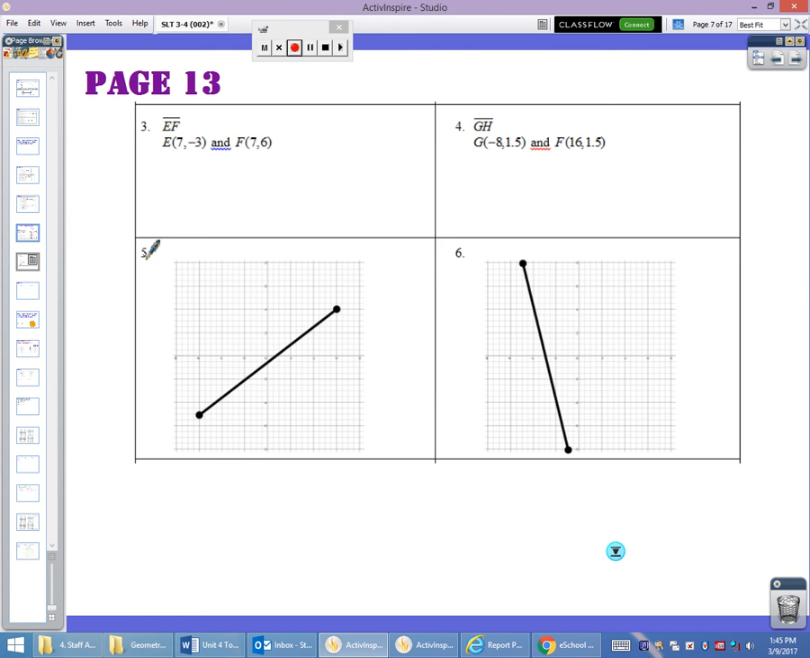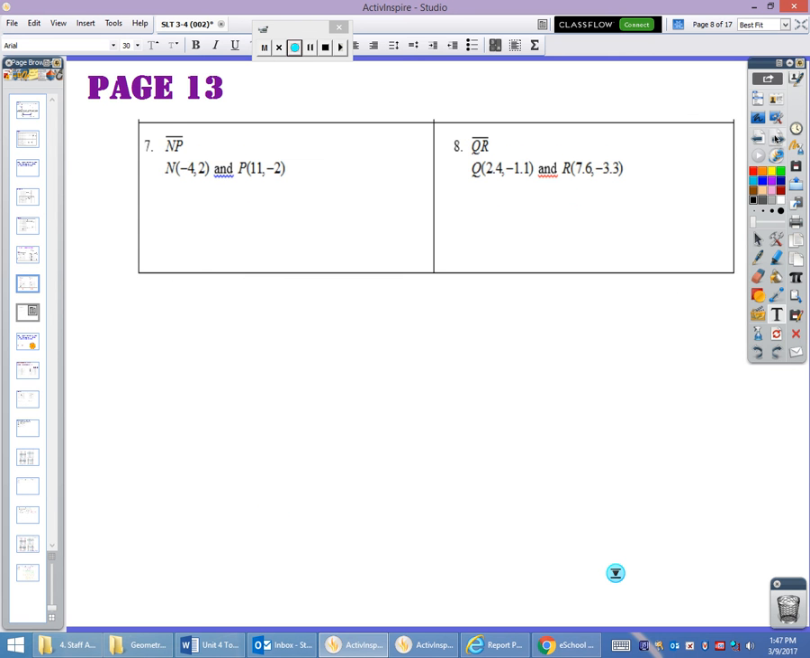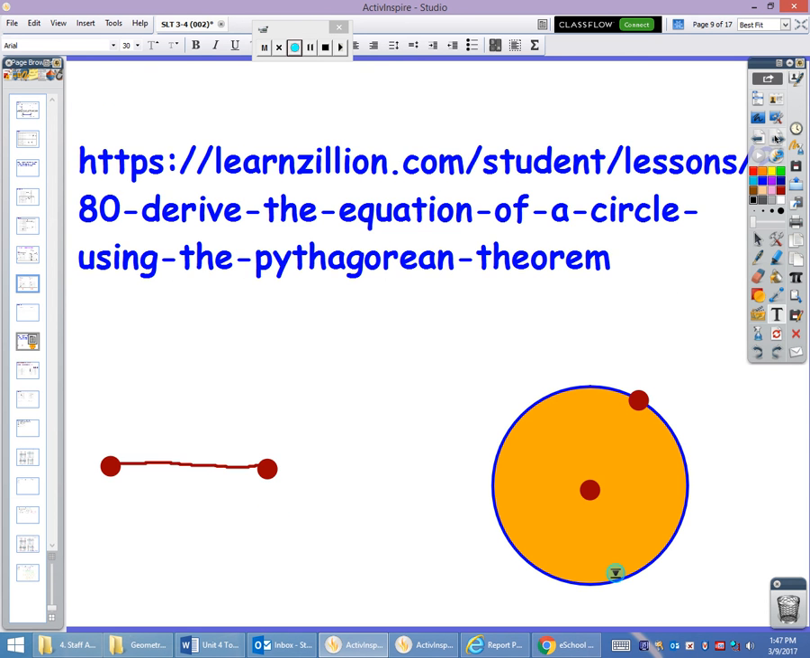Go ahead and do 3 and 4, please, and pause the video. I'm sorry, do 3, 4, 5, and 6. Pause the video, and in about 3 minutes, go ahead and play it for the answers. All right, here are the answers. Assuming that the lines go 2, 4, and 6 for these guys, this is what you'd get if you average the x's and the y's. And you don't have to do 7 and 8.